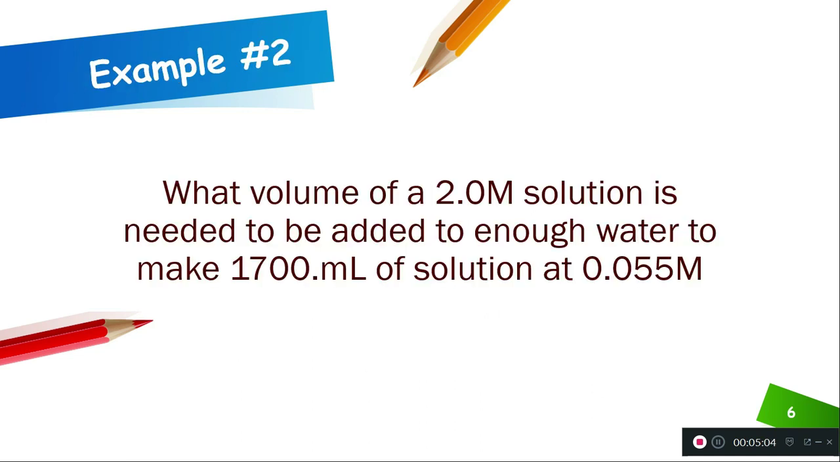Okay, our second example is one where we're going to try to figure out the volume of our 2 molar solution that we need to use in order to make a solution. We want to make a very large amount, 1.7 liters or 1,700 milliliters, of a 0.055 molar solution, a pretty low concentration. And all I have in the back is a 2 molar solution that I can make it from. I'm asking how much of this 2 molar solution I need to grab and put into a container and fill up to 1.7 liters or 1,700 milliliters, to ultimately end up with a 0.055 molar solution.